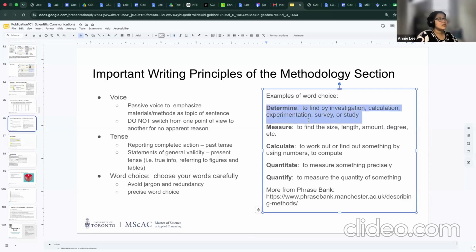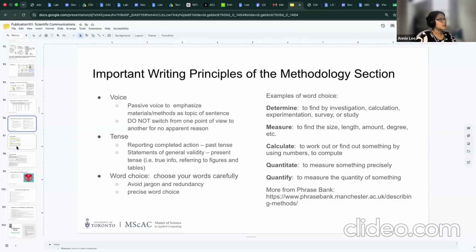So, words like determine, right? To investigate, calculate, experiment, survey, study. Measure, right? You're actually measuring something precisely. To calculate, you're actually working on some numbers and computing something. Quantitate, so again, measure precisely. Quantify is to measure a quantity. There are many, many more words from the phrase bank. You can pull out a definition list. I like precise wording, so pick it carefully.